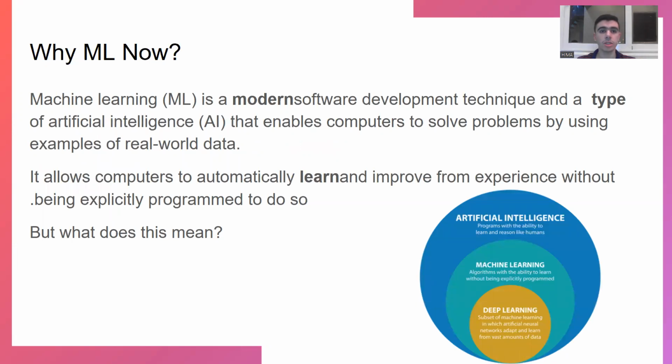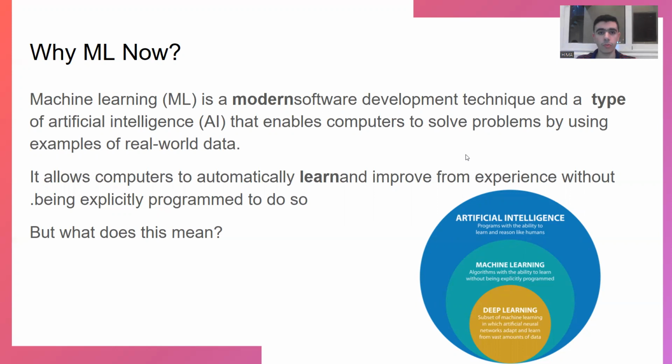So why machine learning now? Machine learning is a modern software development technique and a type of artificial intelligence that enables computers to solve problems by using examples of real world data. It allows computers to automatically learn and improve from experience without being explicitly programmed to do so. That's the first thing you will read in the lesson. But what does this mean? What is artificial intelligence and how did it all start?